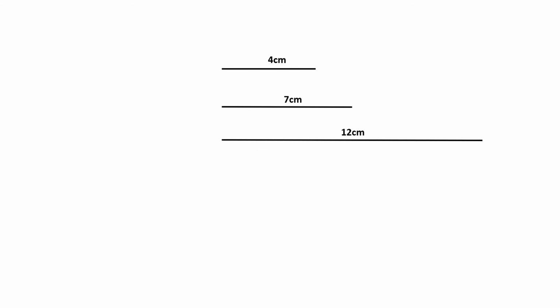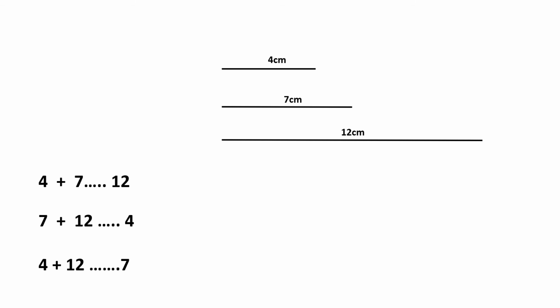Let's see another example. I am considering the three sides of a triangle as 4 centimeters, 7 centimeters and 12 centimeters. Let us check whether these three line segments can form a triangle. How to check, children? Sum of any two sides should always be greater than the third side. So let us check the relationship. You get three relations. First I am adding 4 plus 7. Next I am adding 7 plus 12. And then I am adding 4 plus 12.